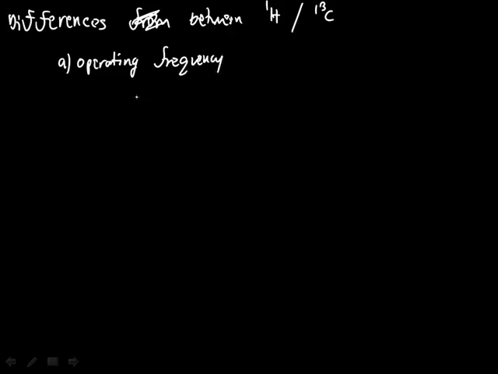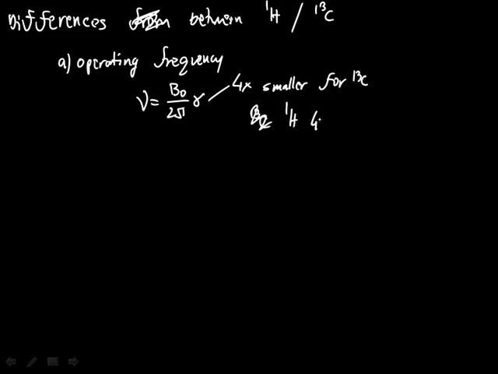As we've seen, the frequency is related to the strength of a magnetic field, but also the gyromagnetic ratio. The gyromagnetic ratio of carbon is 4 times smaller than it is for proton, which means that if for proton NMR we have a frequency of 400 MHz, which is fairly common, for carbon we will have a frequency of just 100 MHz.